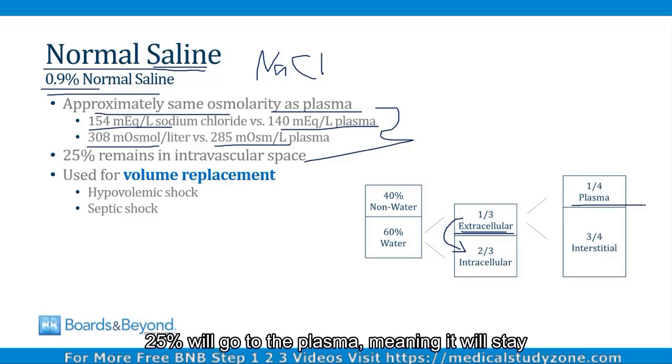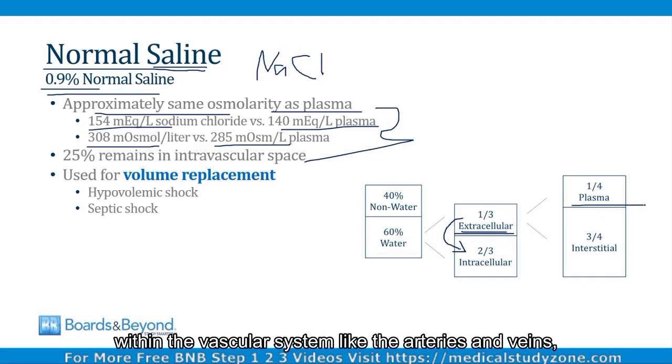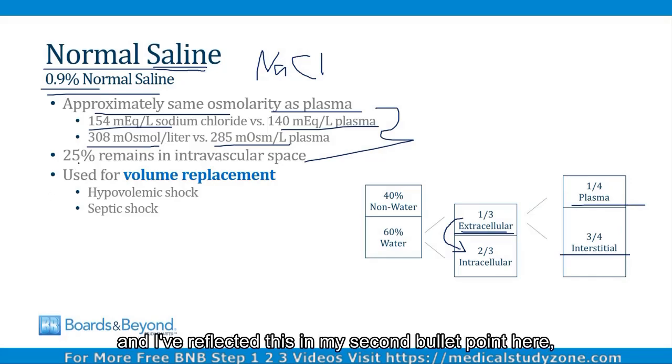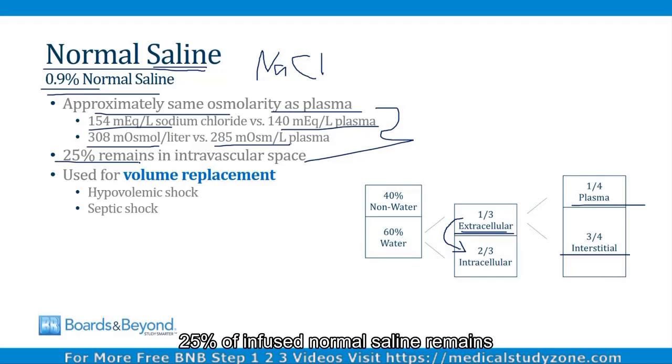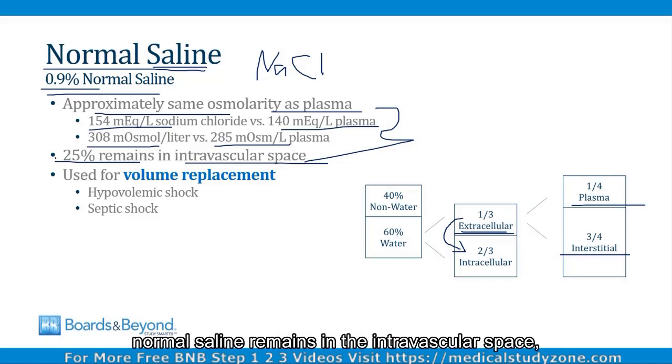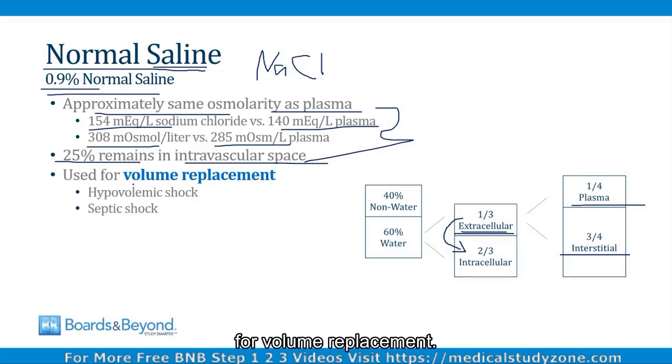For this reason, normal saline will distribute in the extracellular space just like any fluid in the extracellular space. 25% will go to the plasma, meaning it will stay within the vascular system like the arteries and the veins, and 75% will enter the interstitial space of tissues. And I've reflected this in my second bullet point here. 25% of infused normal saline remains in the intravascular space. Because a significant proportion remains in the intravascular space, this makes it a very effective intravenous fluid for volume replacement.